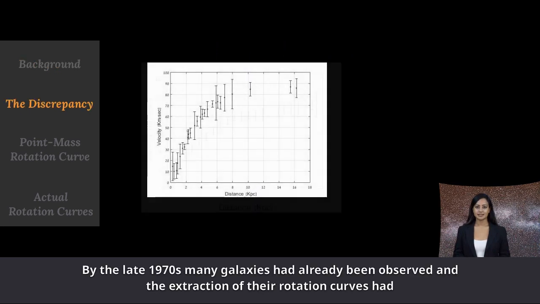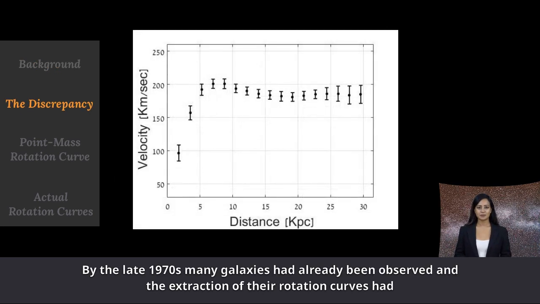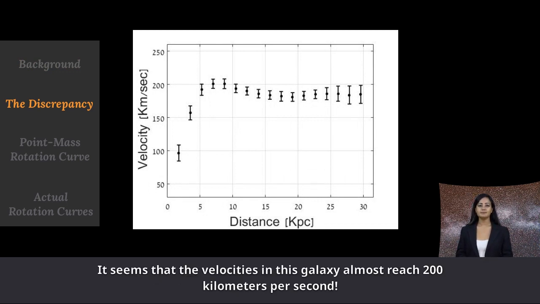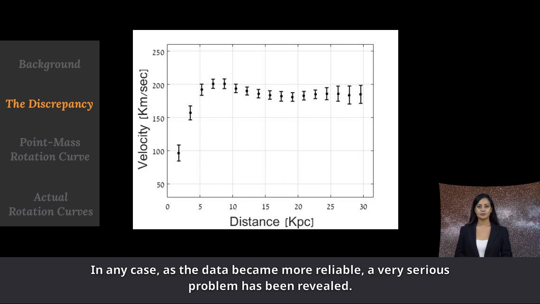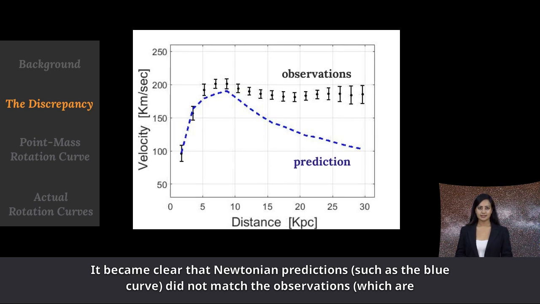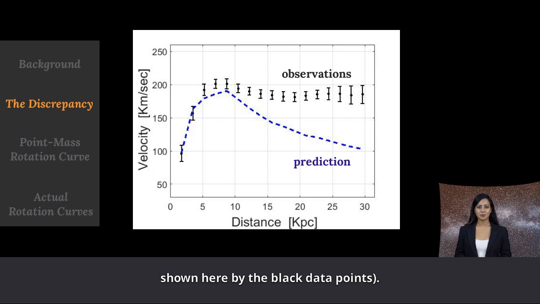By the late 1970s, many galaxies had already been observed and the extraction of their rotation curves had become quite common. Look, for example, at this rotation curve. It seems that the velocities in this galaxy almost reach 200 kilometers per second. In any case, as the data became more reliable, a very serious problem has been revealed. It became clear that Newtonian predictions, such as the blue curve, did not match the observations, which are shown here by the black data points.